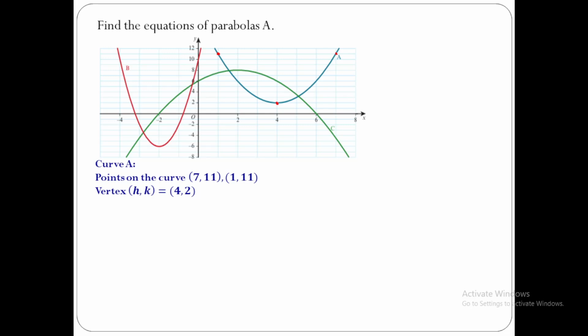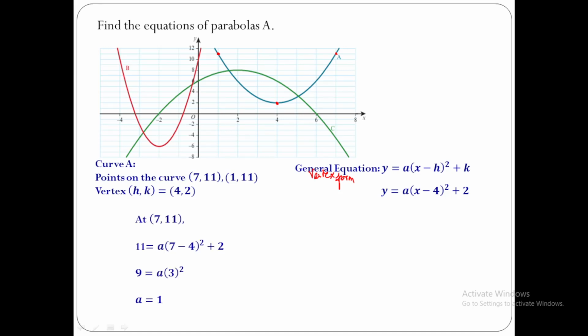We know the vertex form of the parabola. It is y is equal to, this is a general equation, the vertex form of the parabola: a of x minus h the whole square plus k. Here h and k are 4 and 2 respectively. Then we can substitute one of the points, 7, 11 or 1, 11, to determine the value of a.